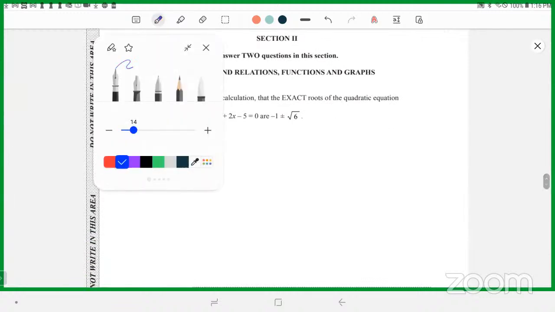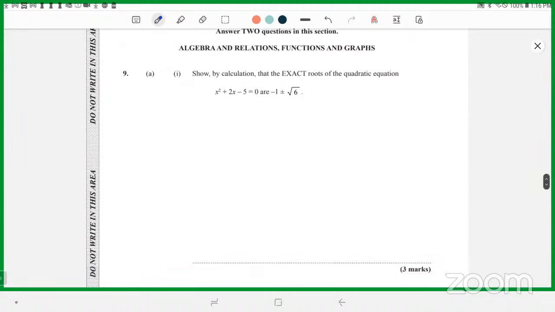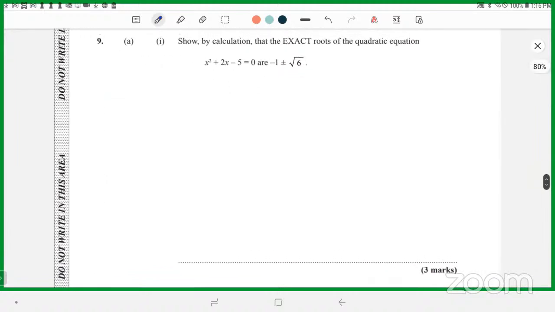All right? That's what it is sometimes. Let's go. All right, so this question says, show by calculation that the exact roots of this equation are these.